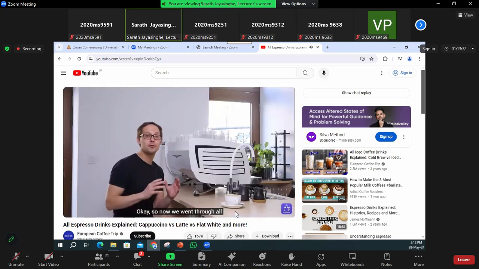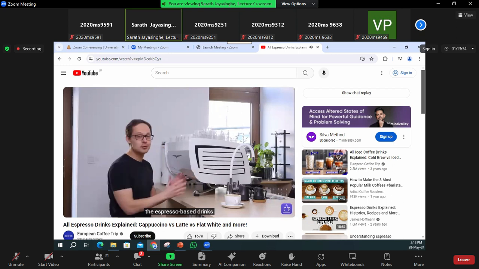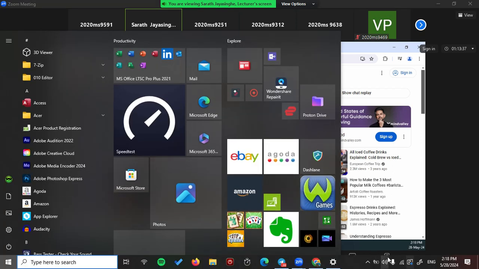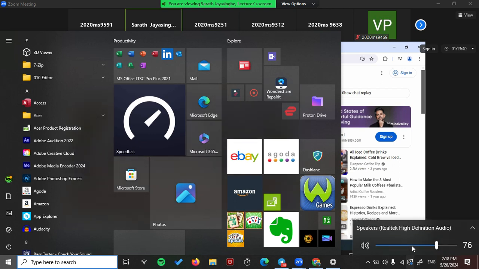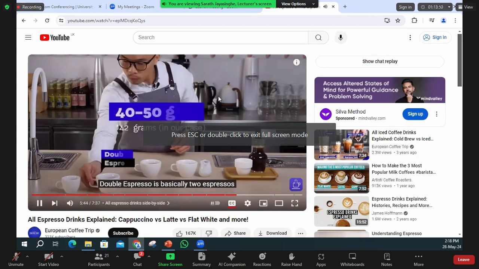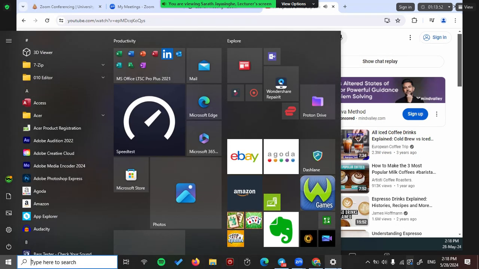Okay, so now we went through all the espresso-based drinks you can order in the coffee shop. So let's summarize them for you once more. Espresso is an intense short coffee served in a small espresso cup. In specialty coffee shops, you can expect between 20 to 25 grams per espresso shot. Double espresso is basically 2 espressos served in one bigger cup. You should know that some coffee shops serve only double espresso.